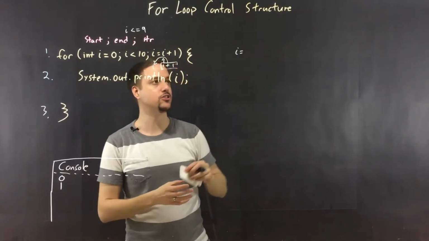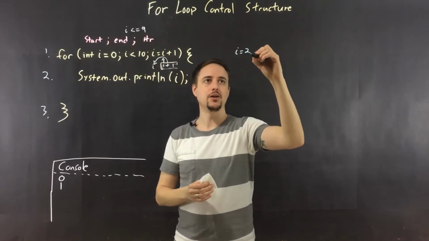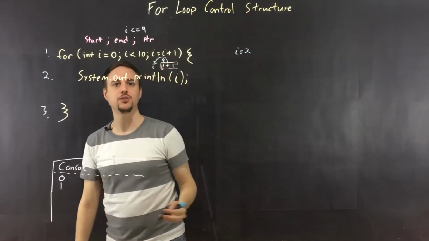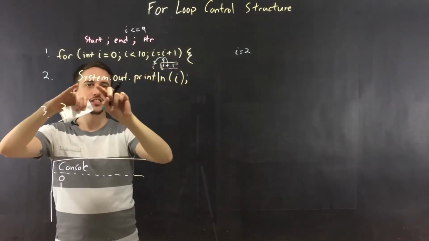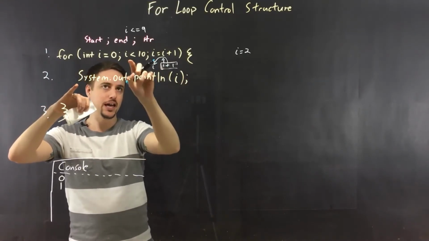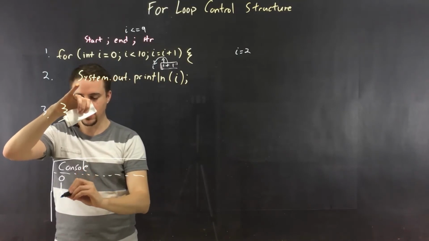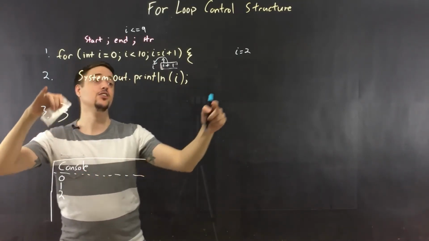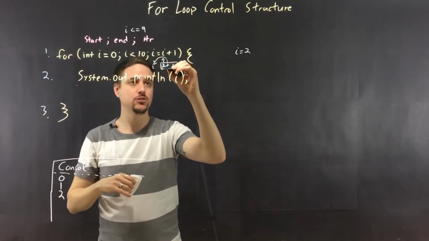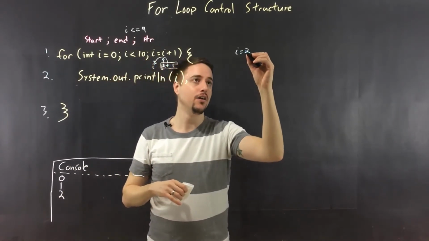For those of you who are astute, i is now equal to 2 because 1 plus 1 is 2. And then it goes in and it outputs System.out.println, because we had evaluated the condition as true previously. So it's going to output 2 into the console. It's going to go back. i is now equal to 2, so 2 plus 1 is now 3.